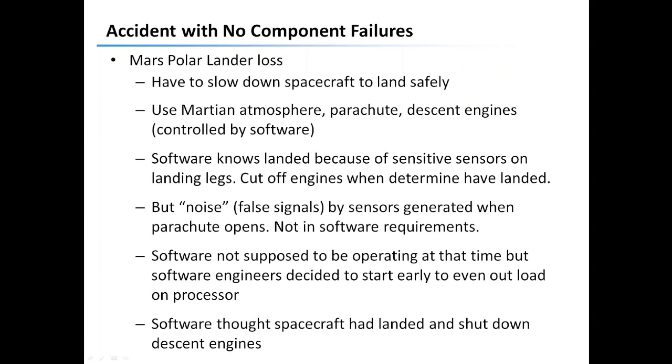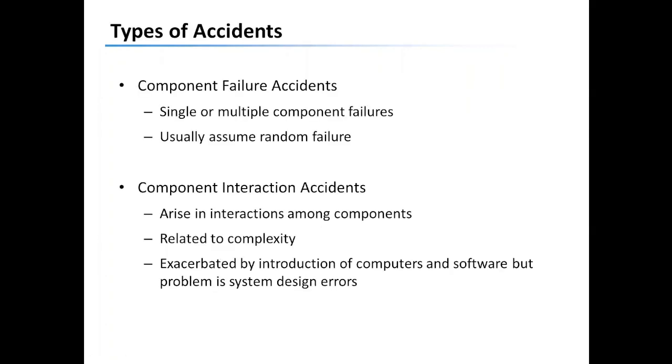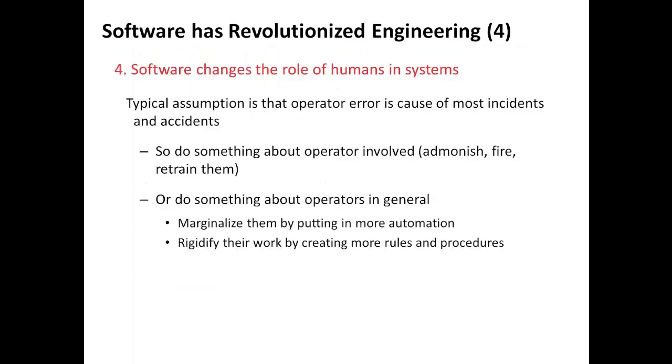So there are two types of accidents. The ones we used to have to deal with, and the old hazard analysis techniques work very well on component failure accidents. Accidents caused by single or multiple component failures, we usually assume some kind of randomness in those failures. And we still have those, although we're getting much better at building very reliable systems and using sophisticated redundancy, so we've cut those down. But more important now are these component interaction accidents that arise in the interactions of the components. They're related to complexity. They're exacerbated by the introduction of computers and software, but the problem is system design errors. The problem is not software design errors. There could be software requirements errors, but not software design or coding errors.